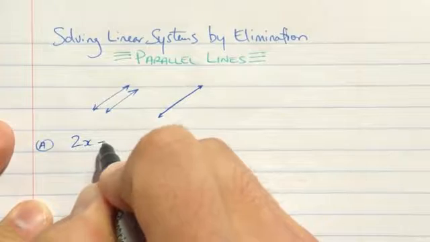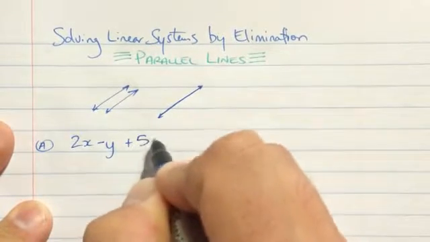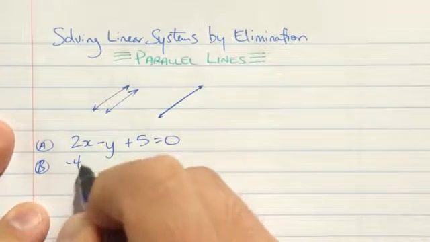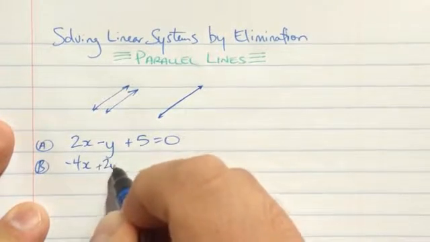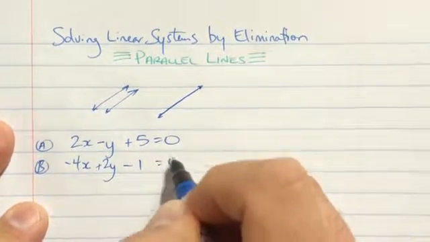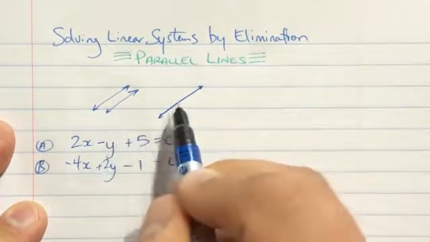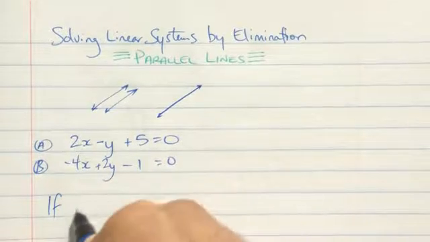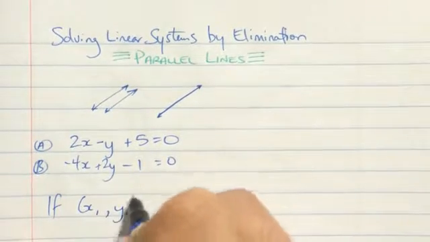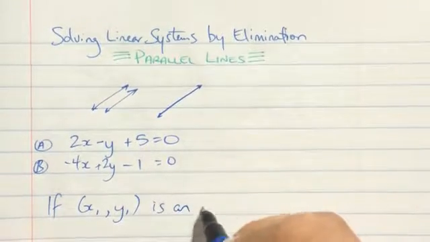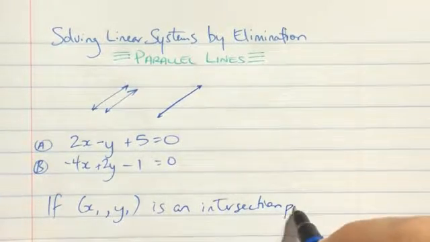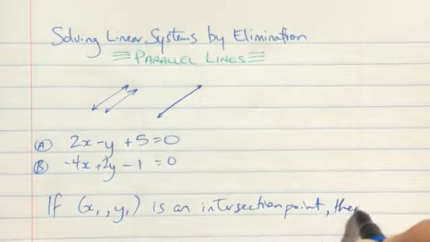Here's one. There's a line, and here's another line which happens to be parallel to it. We'll see whether it is a pair of distinct lines or whether the two lines are identical. Everything starts off in the same way. If x1, y1 is an intersection point, then what must be true?